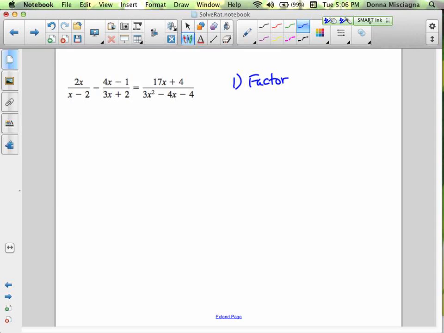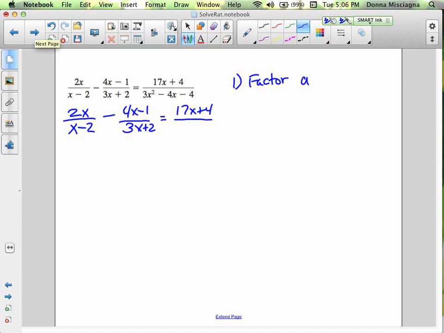There's nothing to factor in the first term. 2x divided by x minus 2, I've got nothing to factor there. I have nothing to factor in 4x minus 1 and 3x plus 2. I've got nothing to factor in 17x plus 4. Nothing I can pull out of those two. But I can factor 3x squared minus 4x minus 4.